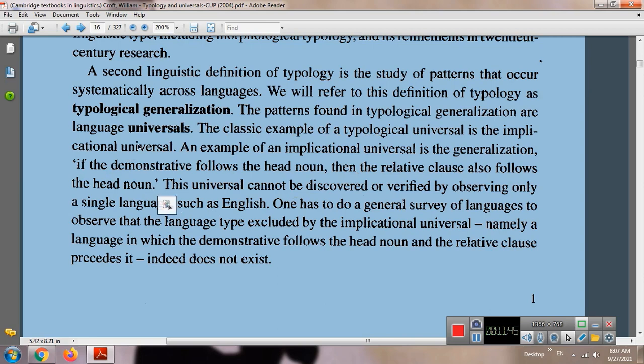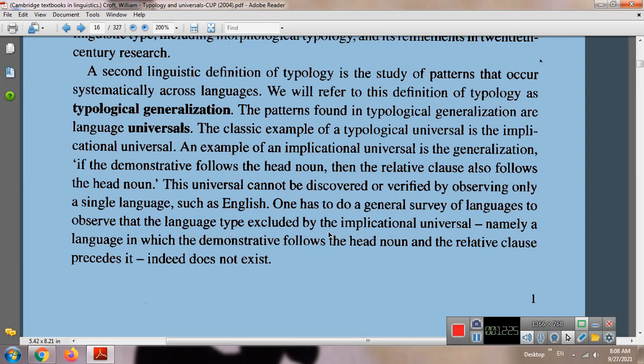Maybe some language, we expect that this will be shared in all of the languages because they are language universals, but maybe in some language they don't exist. This universal cannot be discovered or verified by observing only a single language, dear students, such as English. We will read so many languages to find this universal. One has to do a general survey of languages to observe the language type excluded by the implicational universal.